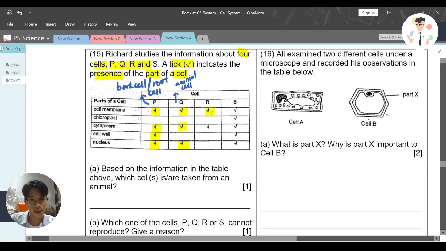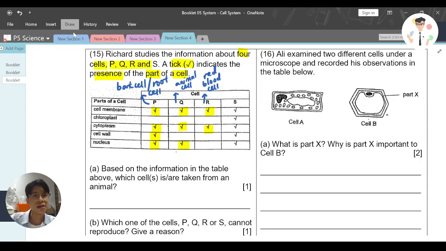Now, R has cell membrane, has cytoplasm, but it does not have nucleus. So interestingly, it doesn't have chloroplast, doesn't have cell wall, doesn't have nucleus. Then it actually could be an animal cell, but to be more specific, an animal cell that does not have a nucleus, something like a red blood cell. Correct. Okay, red blood cells don't have nucleus.